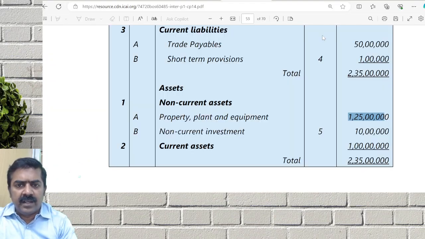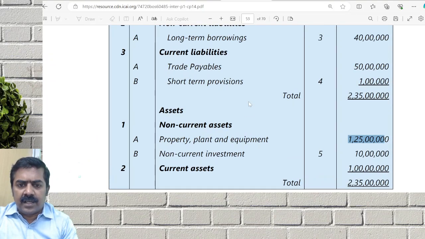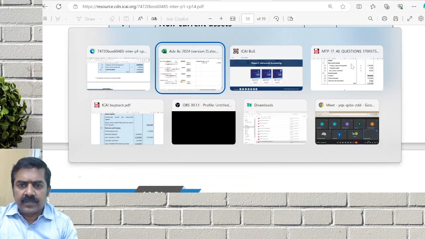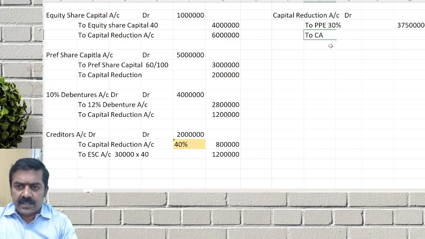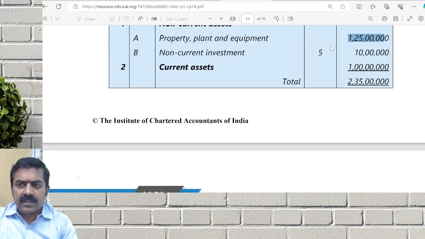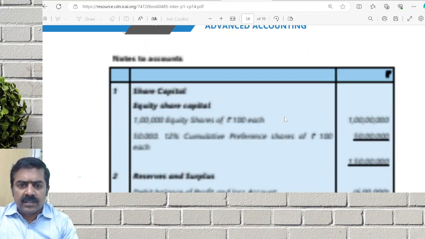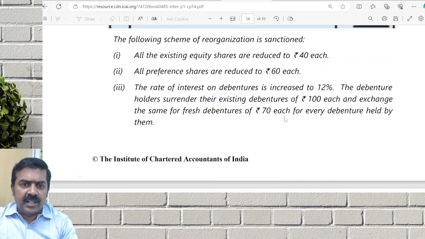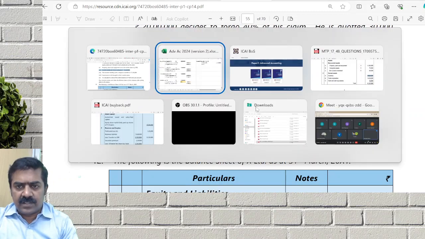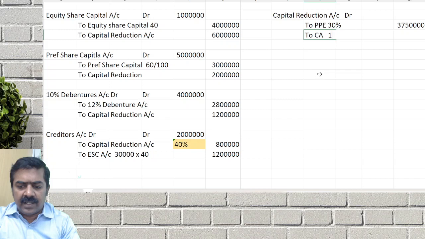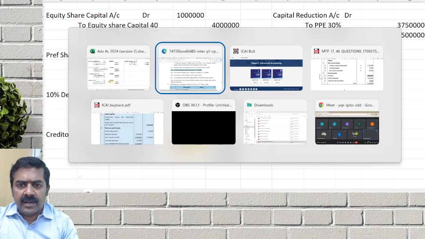Then combine பண்ணிக்கலாம் entry. Current assets they ask you to write off. Current assets. என்ன பண்ண சொல்லிருக்காங்க? Current assets. 1 crore இருக்கு. They ask you to write off or reduce. Reduced, revalued 45 lakhs. So balance sheet 100 lakhs இருக்கு. Revalued 45 lakhs. Now what is the reduction? 55 lakhs. Combine பண்ணிக்கலாம் entry.